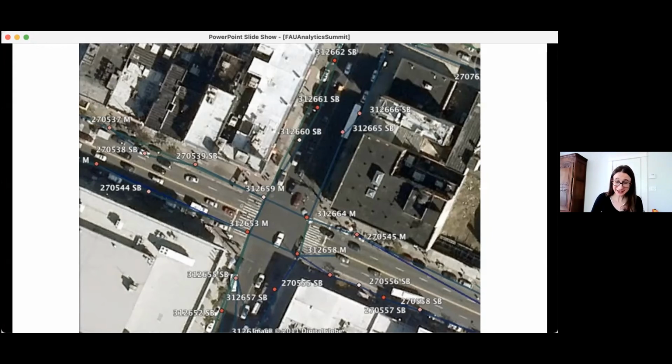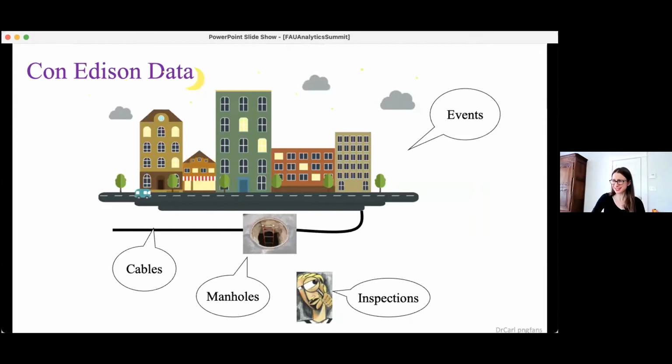And the data that we had to work with was just crazy. I mean, it was just insane. It included accounting data from all the way back to the 1880s. And some of the data were text documents. So we had data about the cables, from as far back as the 1880s. We had data about the manholes, how big they were, whether they were a service box or a manhole. We had events data, which is like if your power went out or something like that. And then we had inspections data from a brand new inspections program that Con Edison had just started, which we were helping with.